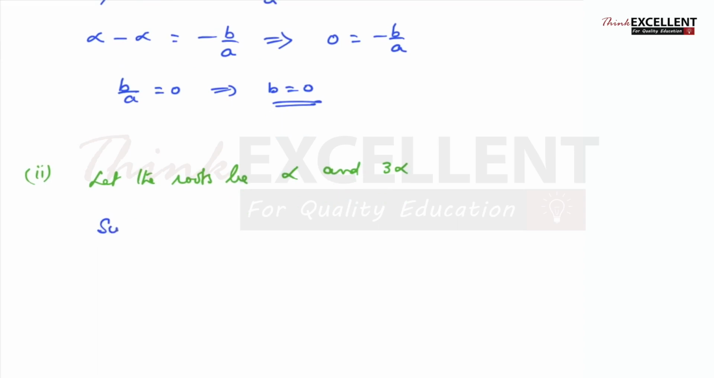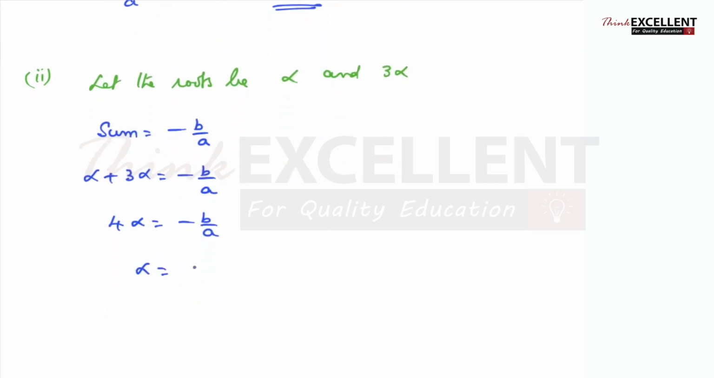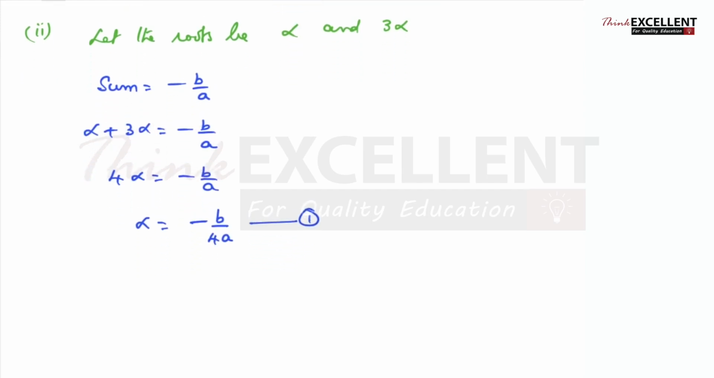So you find sum equal to minus b by a, meaning alpha plus 3 alpha is minus b by a. That is 4 alpha is minus b by a. Find alpha from here. So alpha is equal to, the 4 goes down, minus b by 4a. Take it as equation number 1. Now you find the product. Product is equal to c by a, right?